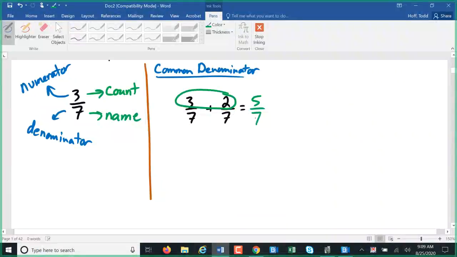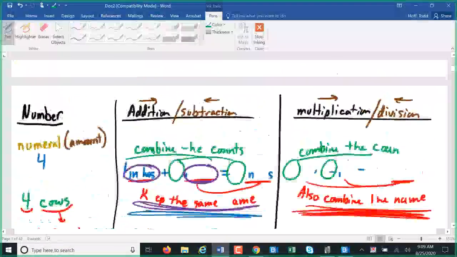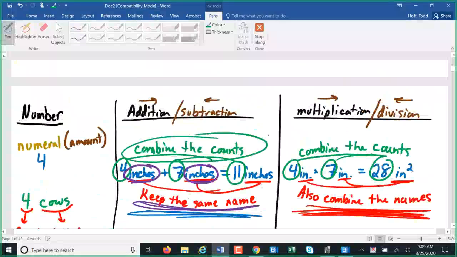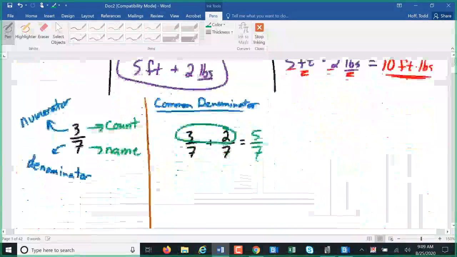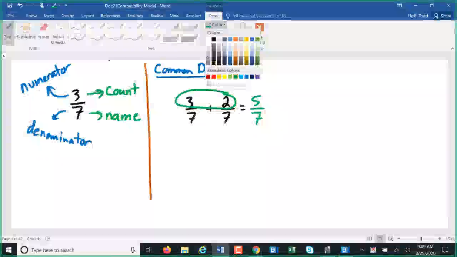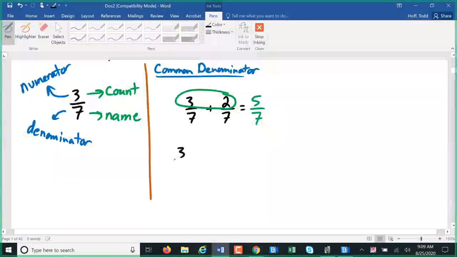Same. Just keep it, yes. Again, that's not a special rule for fractions. Anytime we add numbers, we combine the counts, that's adding the numerators, and we keep the same name, keeping the common denominator. It just looks a little different with fractions because fractions look a little different.